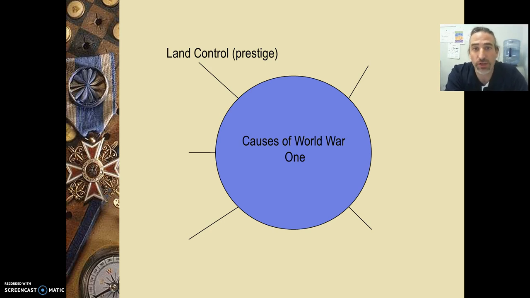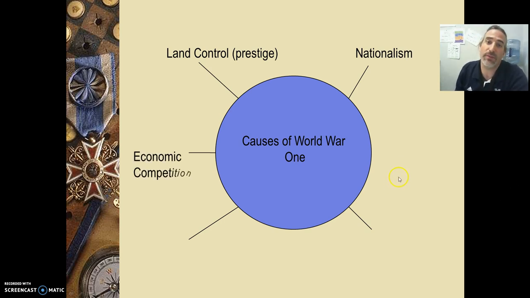The bigger your country, the more land it controls, the better your country looks. The second thing is nationalism, pride in your country. If you think that your country is better than everybody else's country, you're going to think that your country should control the most amount of land out of all of the countries.